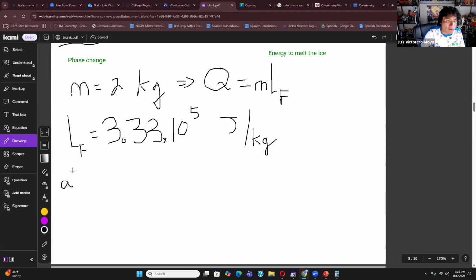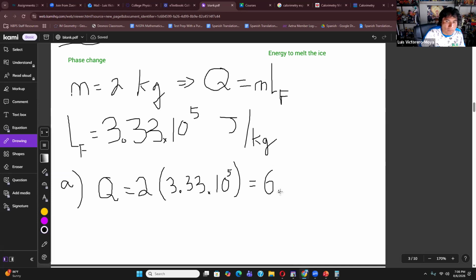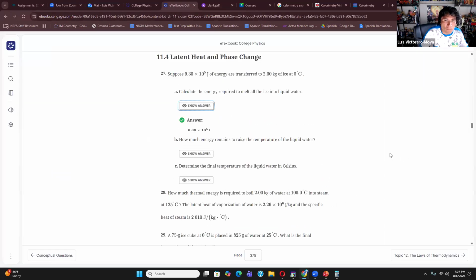So part A, Q will be 2 multiplied by 3.33 times 10 to the power of 5. This is just 6.66 times 10 to the 5 joules. Let's double check. There it is.